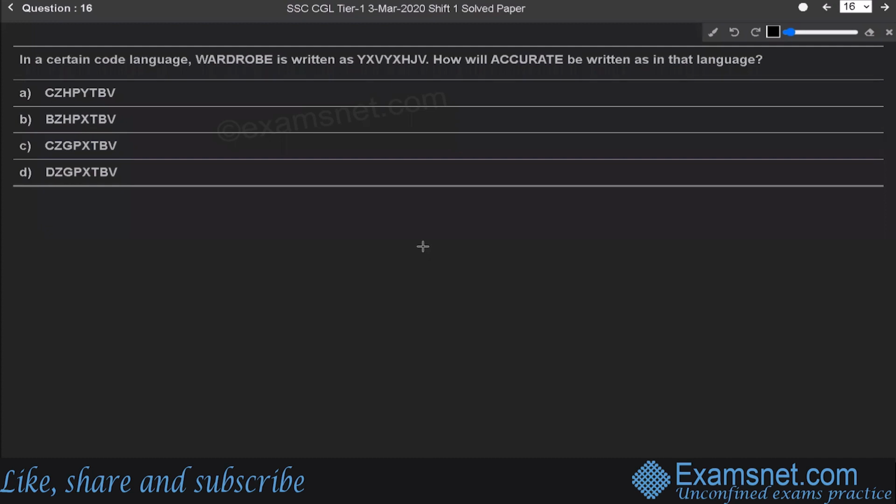Next question is, in a certain code language, wardrobe is written as YXVYXHJV. How will accurate be written in that language? You can see that here the word wardrobe is written in some coded language. So in this type of question, we have to use an alphabet place value table.